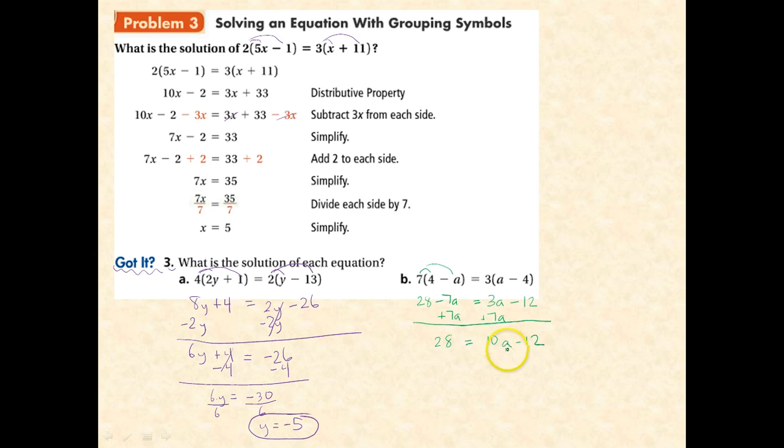I want to get my a by itself, so I'm going to undo the operations that are around it, starting with addition and subtraction. I have subtraction, minus 12. The opposite of minus 12 is plus 12. So I'm going to use the addition property of equality to add the same number to both sides of the equal sign. And then I get 40 equals 10a. Divide both sides of the equal sign by 10, and I get 4 equals a, or a equals 4, using the symmetric property of equality.